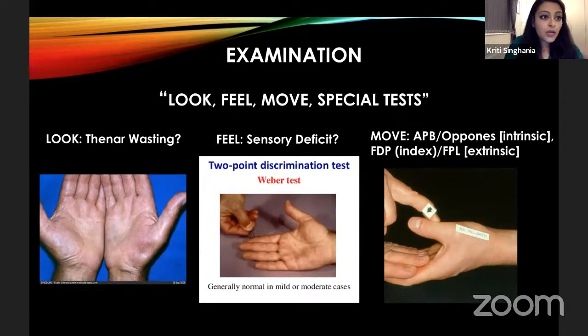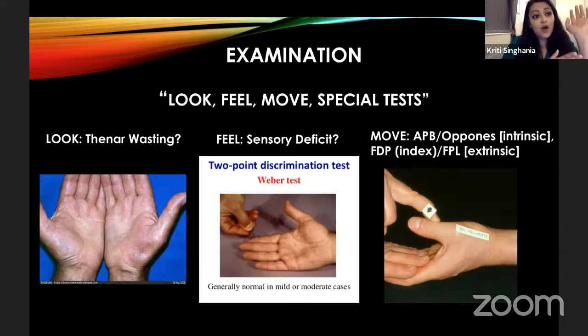Moving on to move. So for this, I always assess the abductor pollicis brevis. And this is because this is an intrinsic muscle that is supplied by the median nerve. So I get the patient to lie their hands flat on a table, and I get them to abduct the thumb against resistance. If you compare this to the contralateral side, providing it's not also affected by carpal tunnel, this would be weaker, and that would suggest a compression of the median nerve at the wrist.